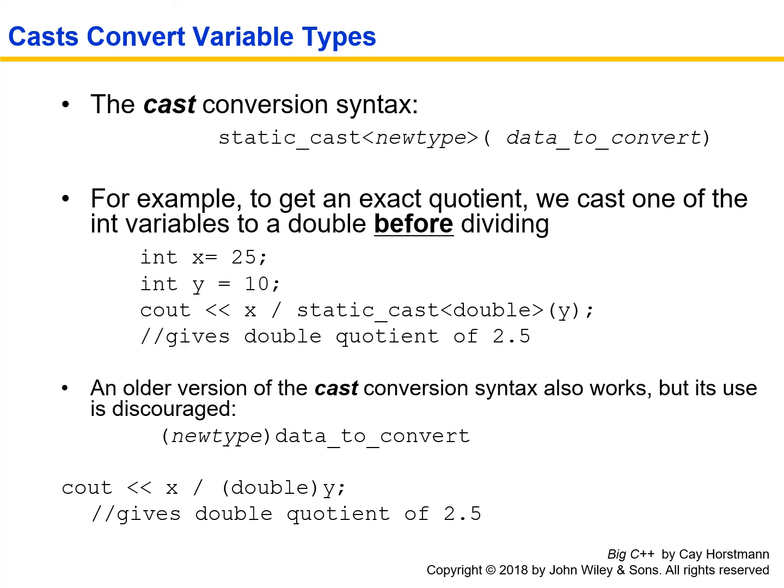It says it's an older version of the cast conversion syntax. It's actually a more universal version. This works in standard C or C++ or Java or C#. You put the type name in parentheses before the value that you're intending to convert. So this would be cout x divided by (double) y. And that will again force y to be a double and give you the quotient you're looking for.